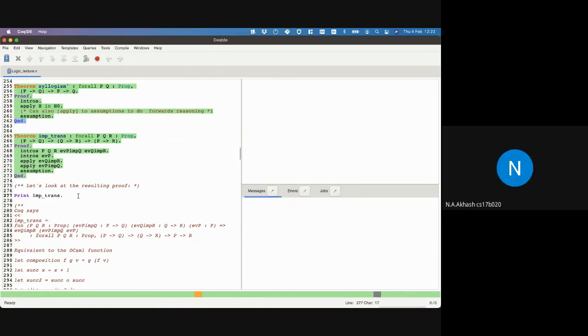Sir, yeah, Akash? Sir, I don't understand how in intros the different variables get assigned to different expressions. Oh, okay.